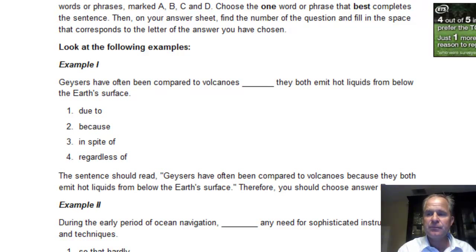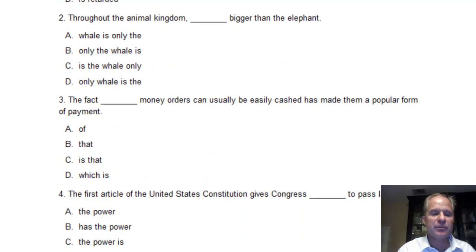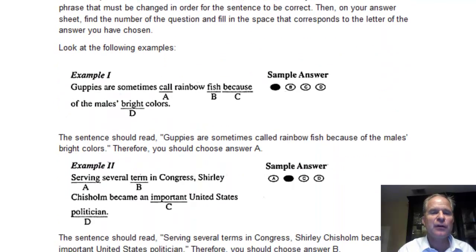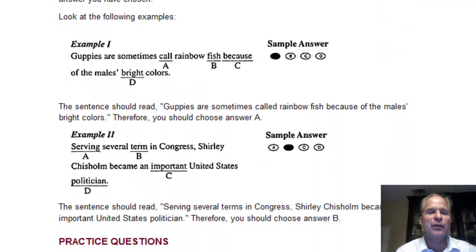Now, you have about 17 minutes to answer the next part, or what's called the written expression part of the test. Hold on, I'll be right back.